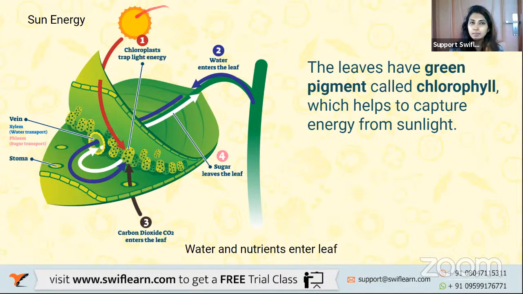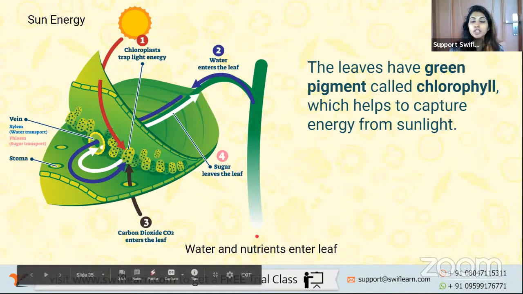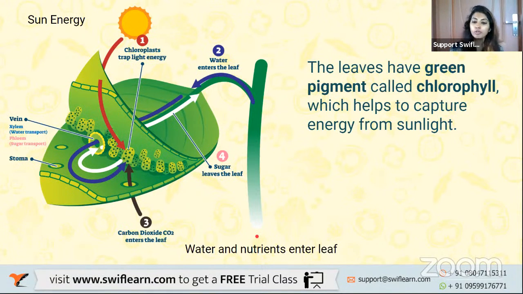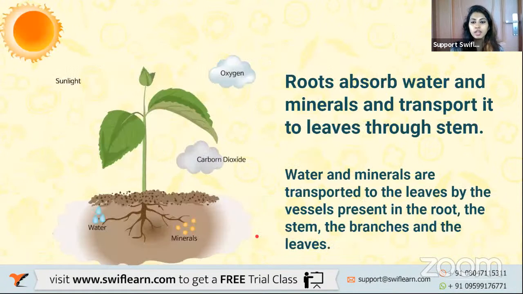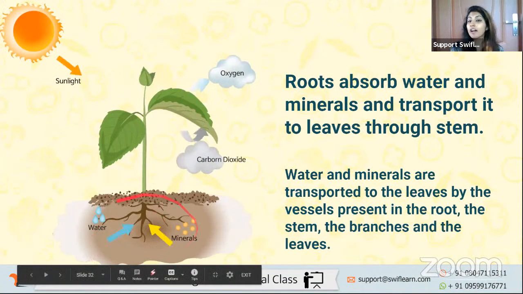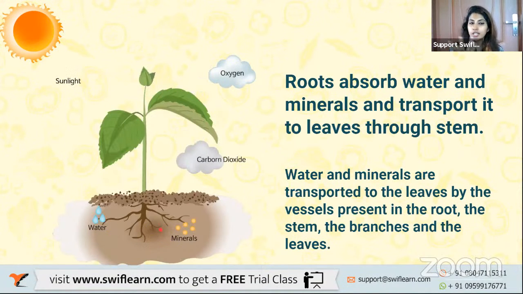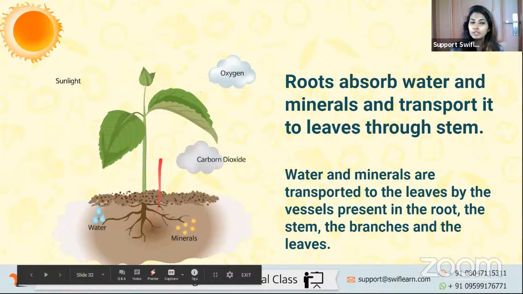So here, step by step, I will just show you. Here we can see this is the chloroplast, which will trap the sun's energy. This chlorophyll is present inside the surface of the leaf. Now, what happens? Just like how I told you in the beginning process, the roots have been taking the water, nutrients and all the minerals from the soil. So it is coming from the soil to the surface of the plant.